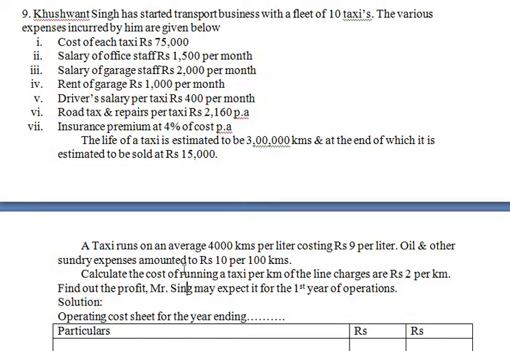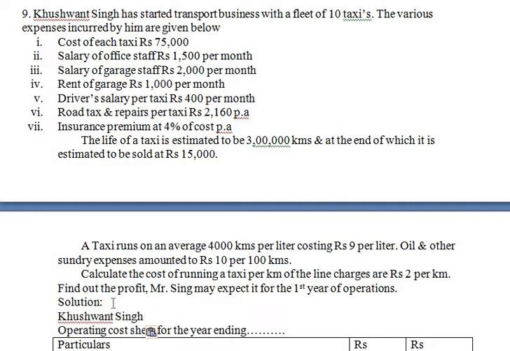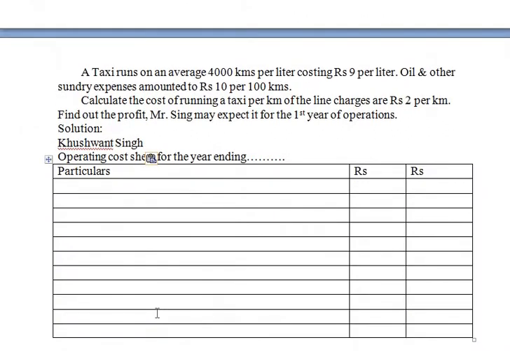Write down the next line. Khushwant Singh. Next line, operating cost sheet for the year ending. Particulars and 2 amount columns. So here also, first we are going to segregate the expenses as fixed or standing charges.